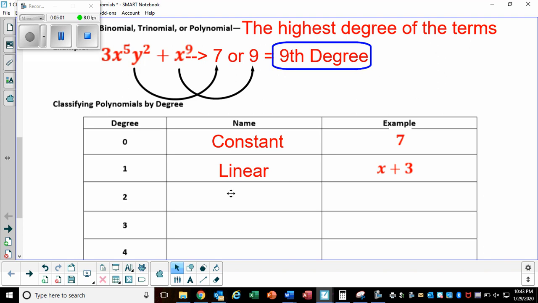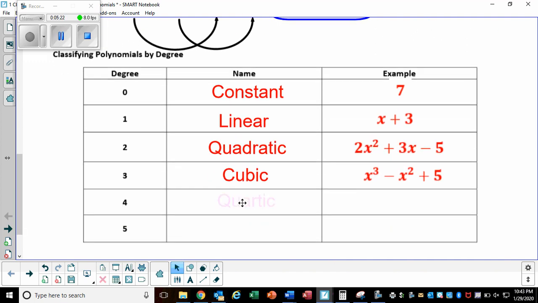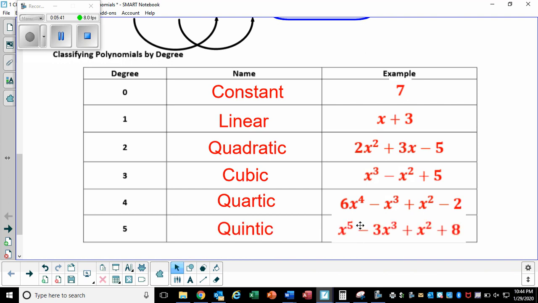Okay? The next one is a degree of 2, and we call that a quadratic. So if you look at it, if you try to find each degree of each term, 2 would be your highest, so we call that a quadratic. A degree of 3 is cubic, because the highest degree out of all the terms is 3. And 4 is quartic. You can guess the highest degree would be 4. Think of quarter with it. The highest degree out of all the terms is 4, so that's what's representing it. And then 5 is quintic. And an example of that would be because this one has a degree of 5, and that's the biggest one out of all of them.